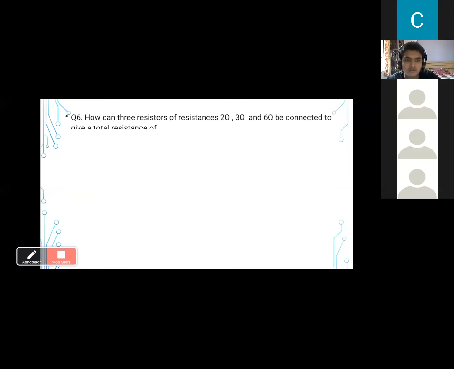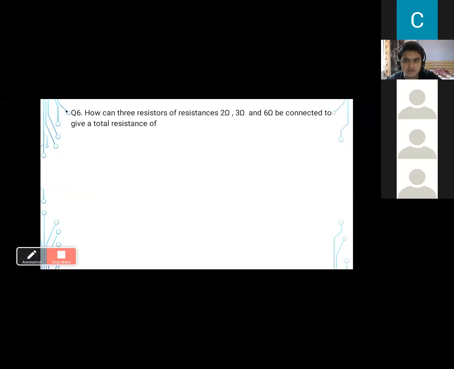Come to the next one. How can three resistors of resistance 2, 3 and 6 be connected to give a total resistance of 4 ohm? I want the total to be 4 ohm. How will I connect them together? Connect 3 and 6 in parallel and 2 in series. Yes, correct. This is also there in the textbook.